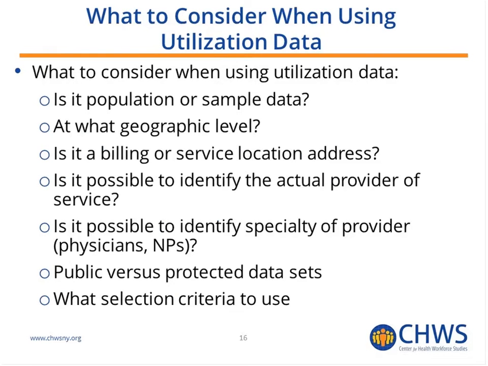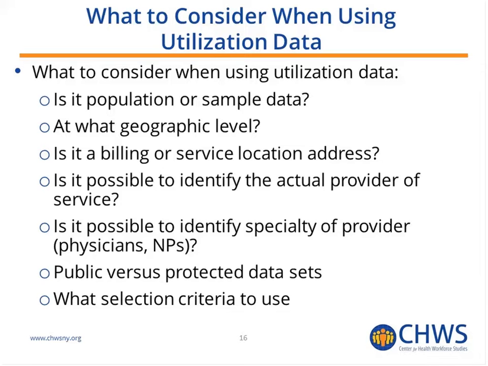So other things to consider when you're talking about utilization data. Is it population or sample data? Again, in New York, when we're talking about either Medicaid data or our hospitalization data, it is population data. It's the entire population. When you go to a federal data set, it's actually a sample, so you're not having everybody. At what geographic level? Some of the federal data sets you can only break down to the census divisions, which are aggregations of states. So you've got the Northeast, you've got the Southeast, et cetera.